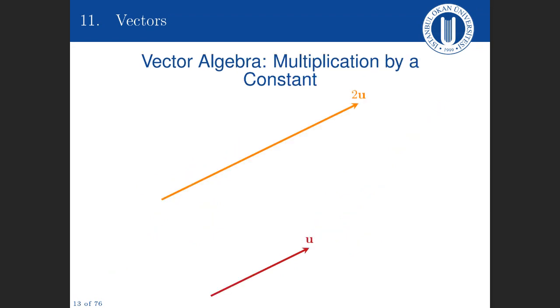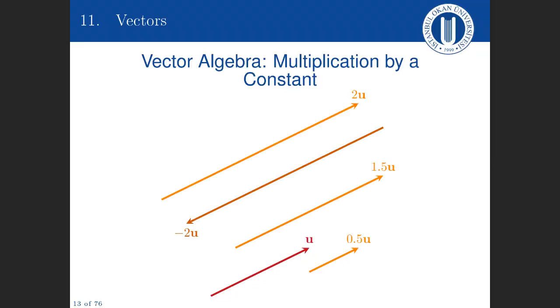If we have a vector, we can multiply it by a number. For example, if the red vector is u, then the orange vector is 2u. These two vectors point in the same direction, but 2u has twice the length of u. Here are the vectors 0.5u and 1.5u. Again, they point in the same direction as u, but their lengths are multiples of the length of u. And this is the vector minus 2u. The length of minus 2u is the same as the length of 2u, but minus 2u points in the opposite direction from 2u.